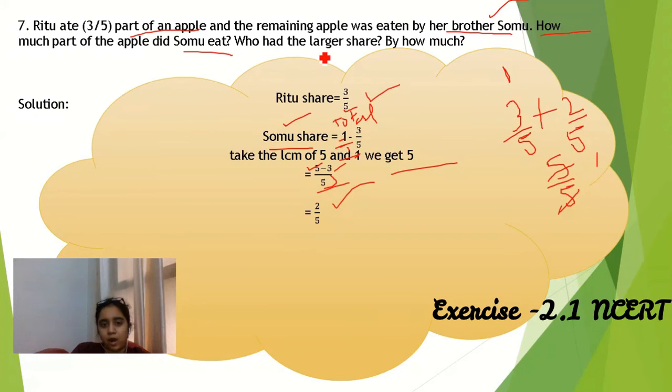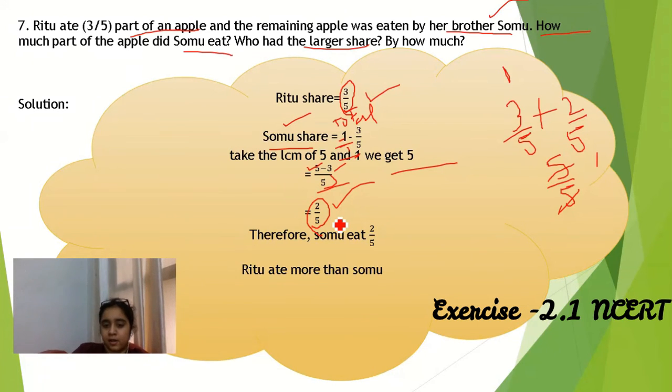Now we have to find out who had the larger share. We have to compare these shares. Ritu's share is 3/5, as given, and we have just found Somu's share, that is 2/5. If you see that the denominator values are the same, that is 5, we just have to compare the numerator values. Here it is 3 and Somu's share is 2. So Ritu ate more than Somu, because Ritu ate 3/5 and Somu ate only 2/5.